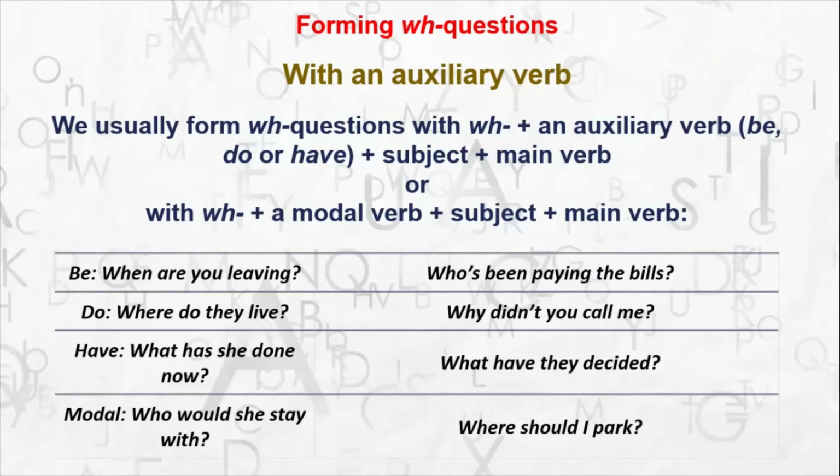Okay, and would, should, could, shall, all these are the modal auxiliaries. Modal auxiliary verbs are verbs which show possibilities. Okay, we will learn it at a later date. So this is one way in which you can form WH questions using an auxiliary verb. There are some more ways.